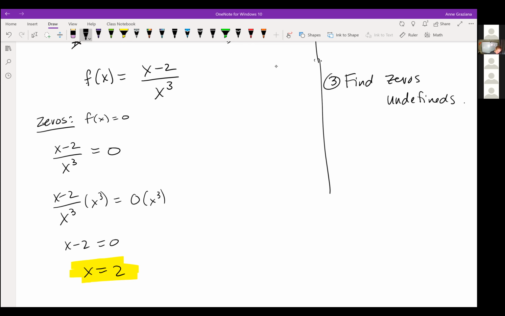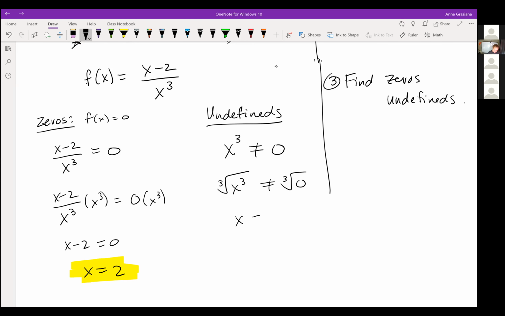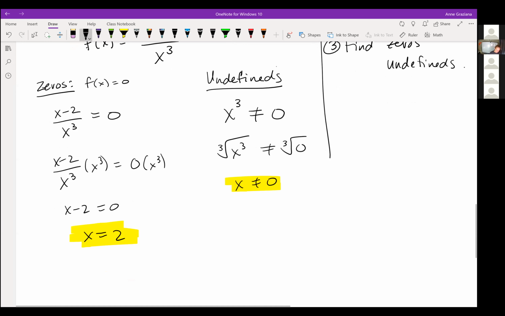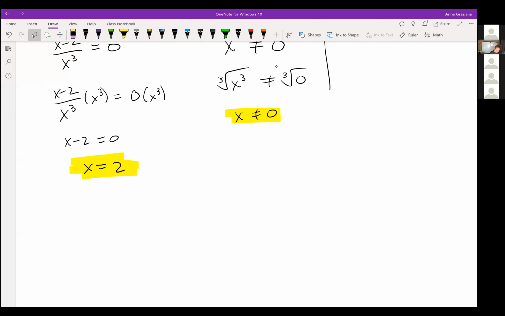All right, now my undefines. x cubed cannot equal 0. Okay, I can't have 0 in the denominator. Well, if I take the cube root of both sides, we just get that x can't equal 0. Okay, so there's the two things I have to put on my sign chart. So now we're going to construct our sign chart.